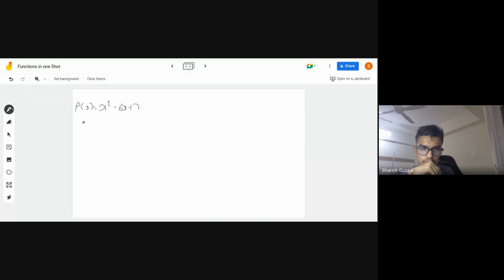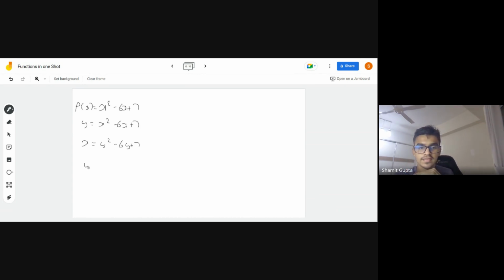Or you could do y is equal to x squared minus 6x plus 7. Oh, sorry, this is a plus 7. Sure, okay, x is equal to y squared minus 6y plus 7. How do you make y the subject here? There are 2 ways.